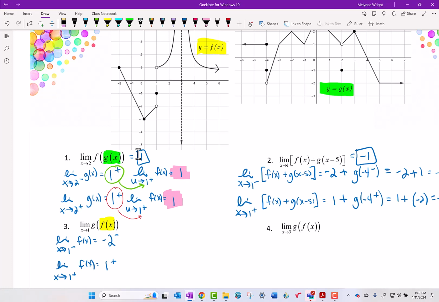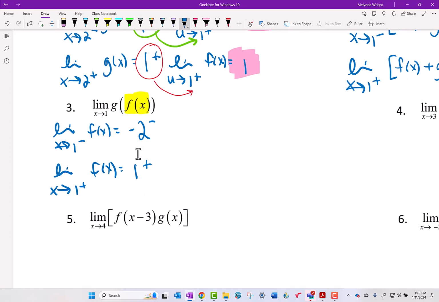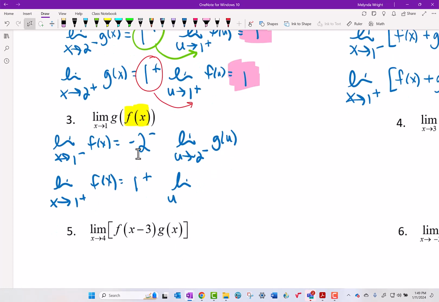We okay? Okay, so let's translate to the second limit. All right, so now we've got the limit as u goes to -2 from the left of g of u. I have to match them. It's a u. All right, so now we're going to u goes to, what is this, 1 from the right of g of u.